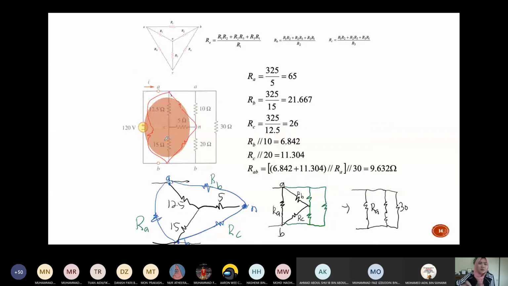So now I need to calculate RA, RB, and also RC. Use the formula. This is the formula for RA.